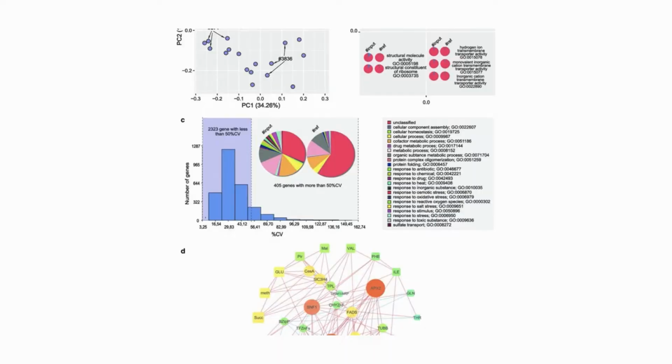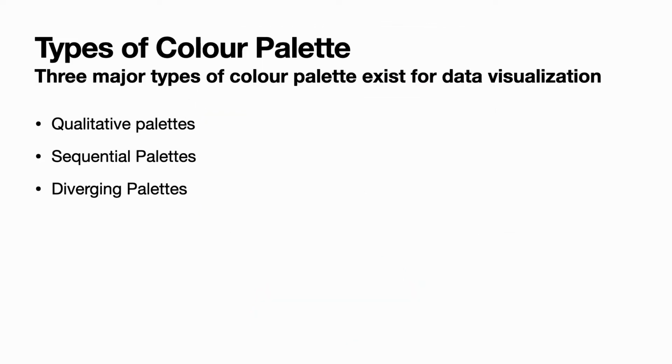In this video, I'll describe the types of color palette that are used in data visualization, provide some general tips and best practices when working with color, and highlight a few tools to generate and test color palettes for your own charts. 3 major types of color palette exist for data visualization. Qualitative palettes, sequential palettes, diverging palettes.